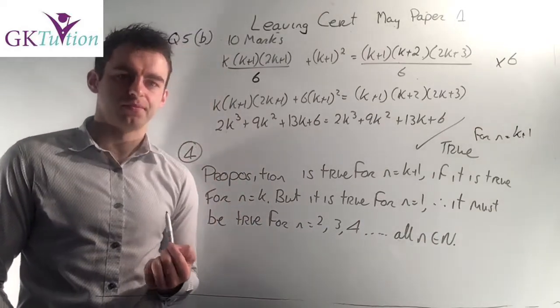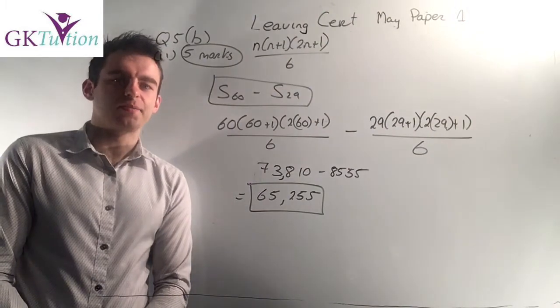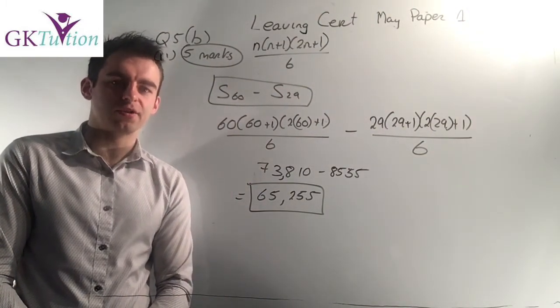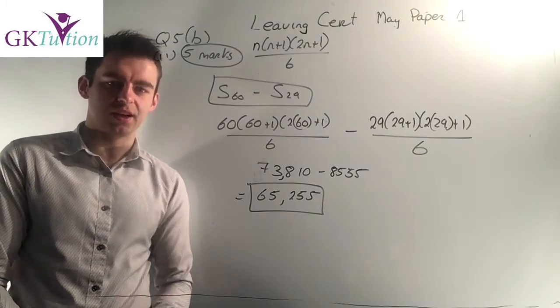Okay, there's 5 marks going for the last part of this question, where we're asked to get the sum of the squares of all the natural numbers from 30 to 60 inclusive.